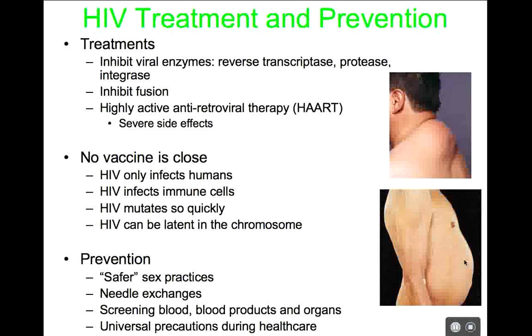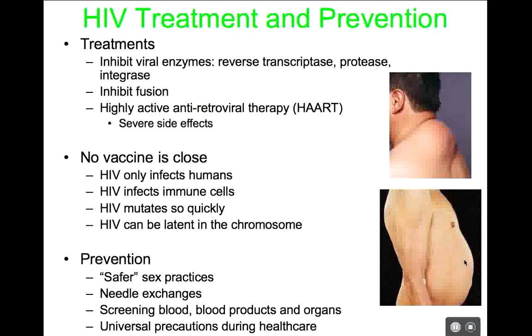Research is going on, but it's very difficult with HIV for a couple of reasons. First, HIV only infects humans. Well, if it only infects humans, where are you going to test your vaccine? It makes it very difficult. So a lot of work is done with simian immunodeficiency virus on chimpanzees because it's so similar, but it's not the same thing.